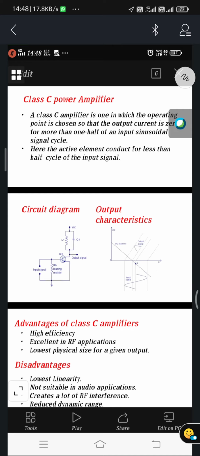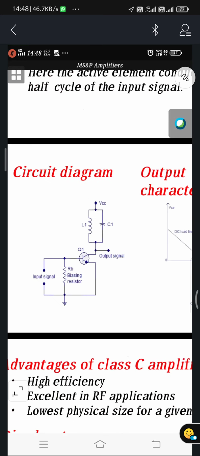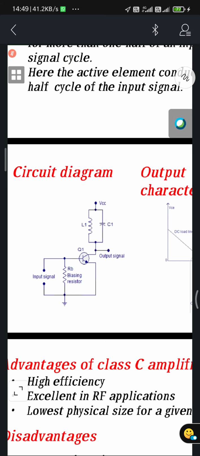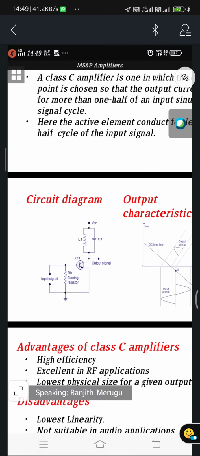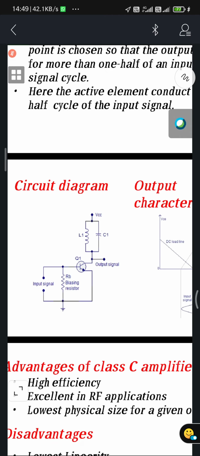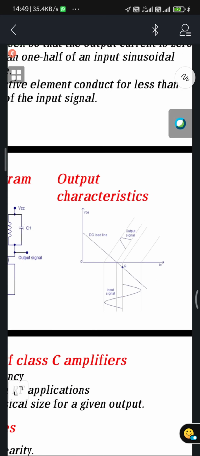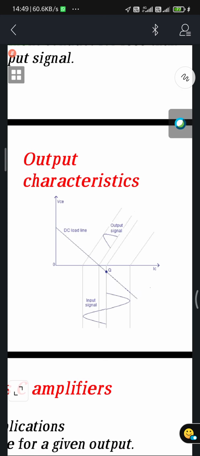Okay, so there is a class C. This is a circuit diagram for the class C power amplifier, and here we are using the inductor and capacitor for filtering purpose, to filter the output signal. Biasing resistances are there, and these are the output characteristics.